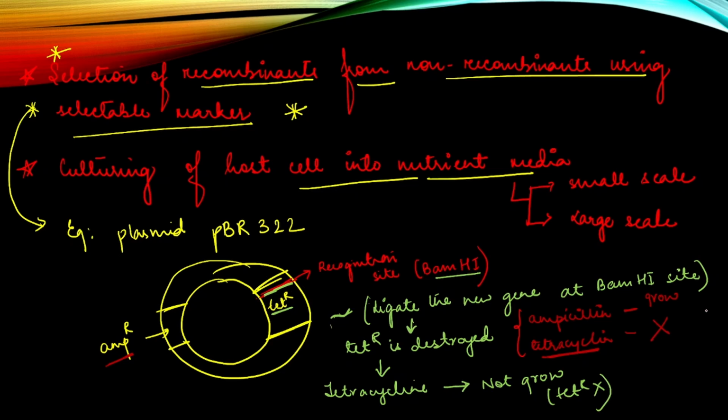Now what will we do? We will now isolate the recombinants from the non-recombinants. Clear? This is what we call selection. This is how we can select recombinants from the non-recombinants, because recombinants will not survive in the presence of tetracycline. Clear? We can also use another plasmid, which we call pUC, Plasmid from University of California.